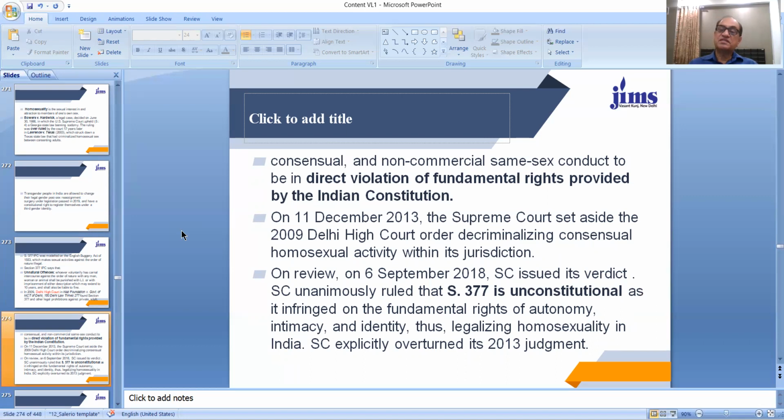Then on review, on 6 September 2018, the Supreme Court issued its verdict, and the Supreme Court unanimously ruled that Section 377 is unconstitutional as it infringed on the fundamental rights of autonomy of intimacy and identity, thus legalizing homosexuality in India. So the Supreme Court explicitly overruled its own judgment of 2013 and confirmed the judgment of the Delhi High Court once again.